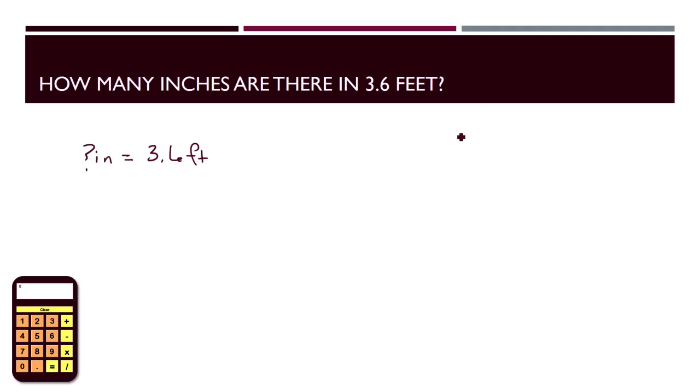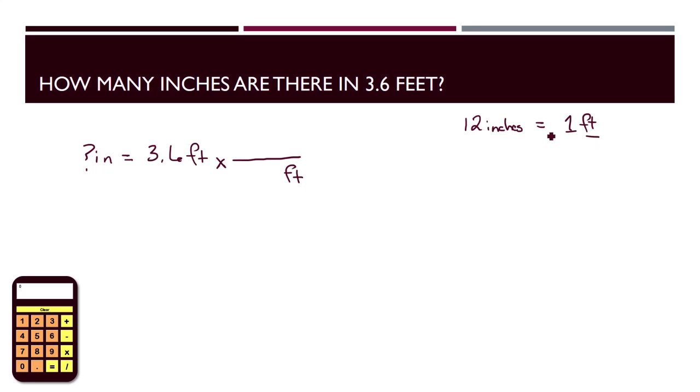Well, I happen to know a good one. I know that there are 12 inches in every 1 foot, okay? So I can use that equality to let me convert from feet to inches, okay? So I can multiply by a conversion factor that is going to allow me to cancel feet. Since feet is in the numerator here, I need to make sure it's in the denominator here.